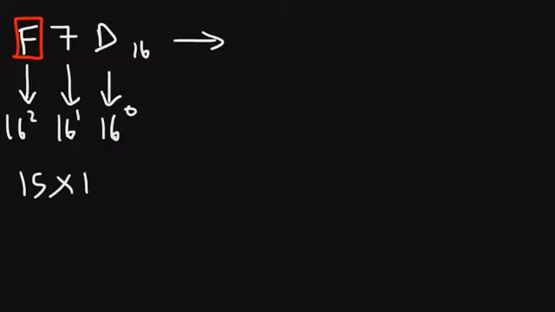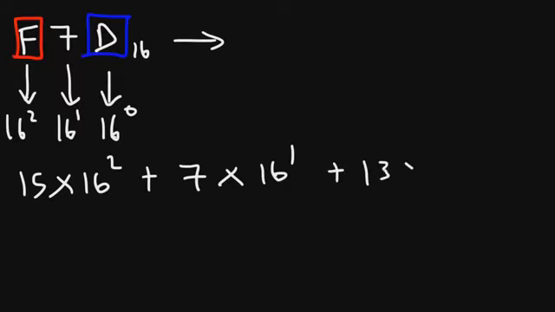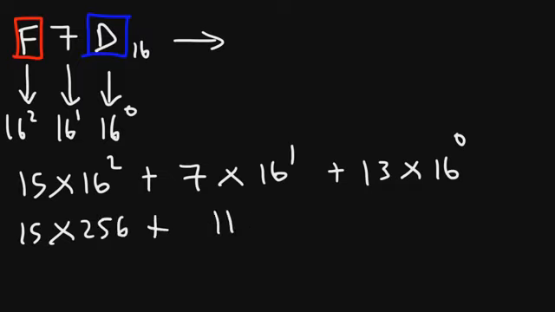So we're going to have 15 times 16 squared, and then 7 times 16 to the first power. And then we need to change D to a decimal value. D corresponds to 13. So this is going to be plus 13 times 16 to the 0 power. Now 16 squared, we know it's 256. And 7 times 16, that's 112. And this is 13 times 1, which is 13.